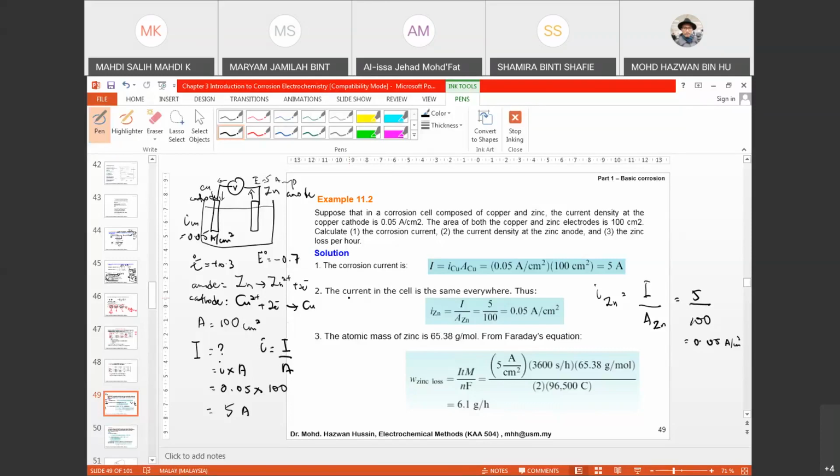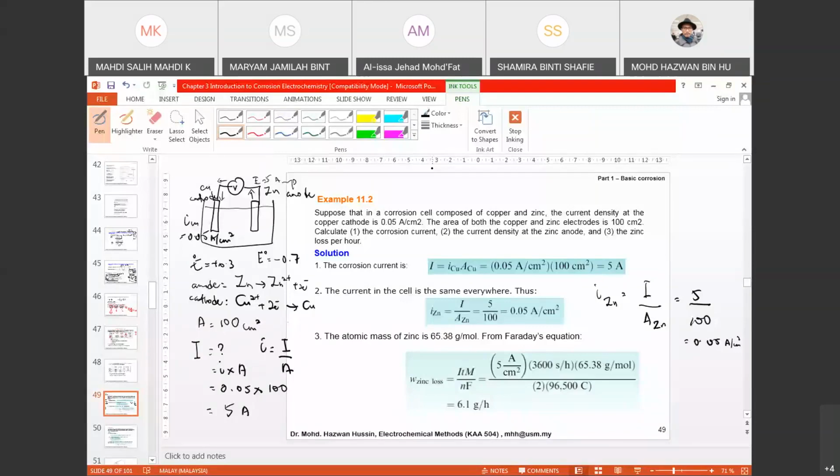Okay, and finally you can have this one. The question is actually on the zinc loss. The zinc loss is actually the mass loss. So you can calculate the mass loss using Faraday's formula as mentioned earlier.